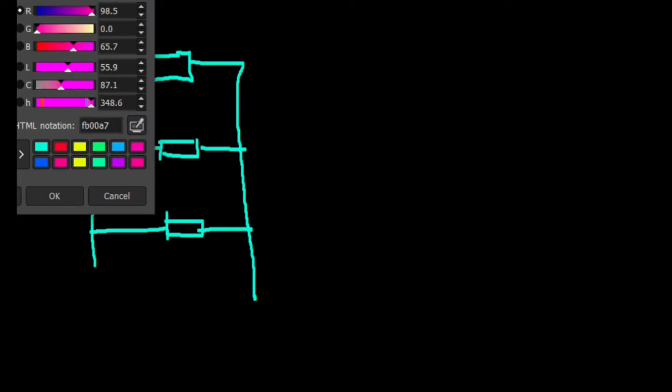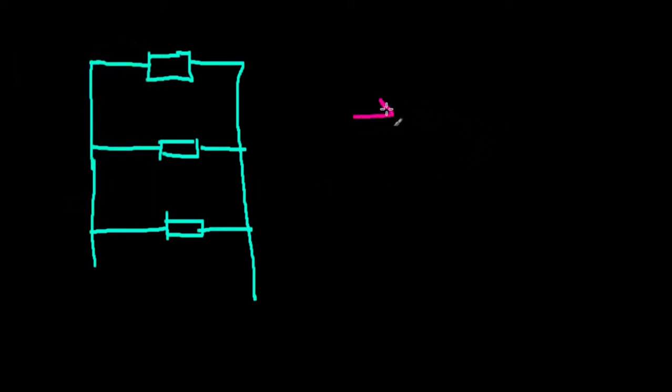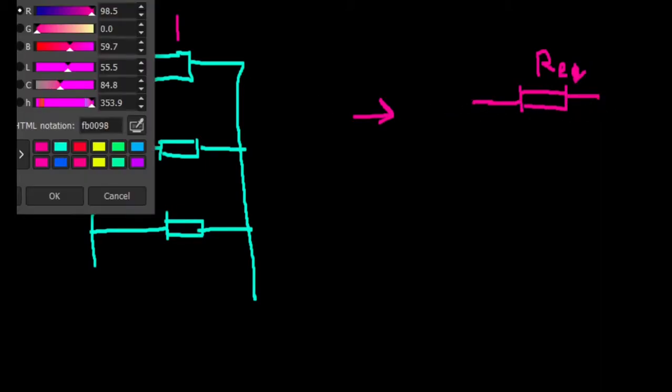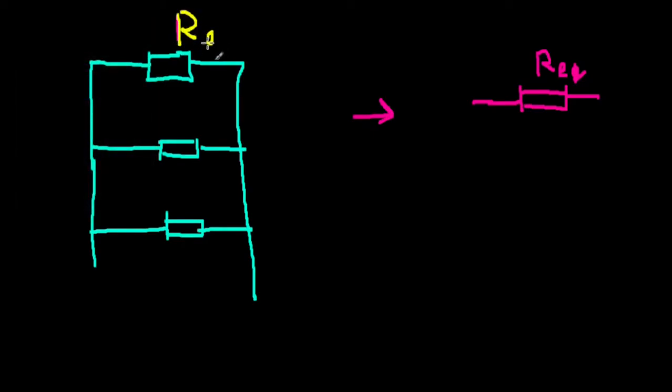Let's say that this is going to be equivalent to a single resistor, R EQ. So our combination is going to be equivalent to a single resistor. So this is R1. Let's say this is R2. This is R3. All right, and let's connect a voltage source, a cell or a battery, across this whole combination.